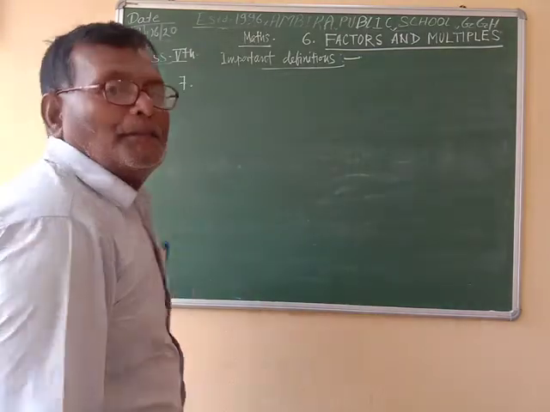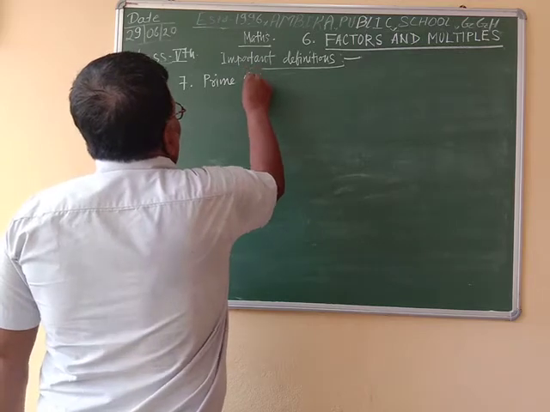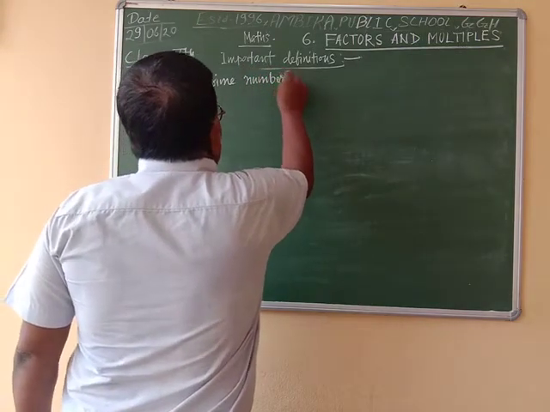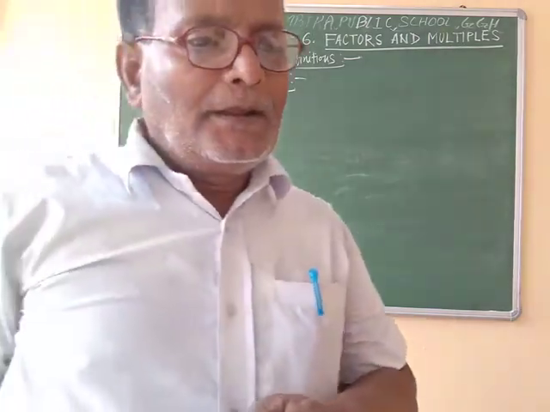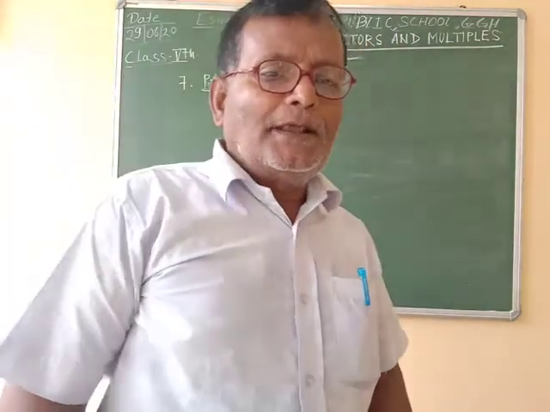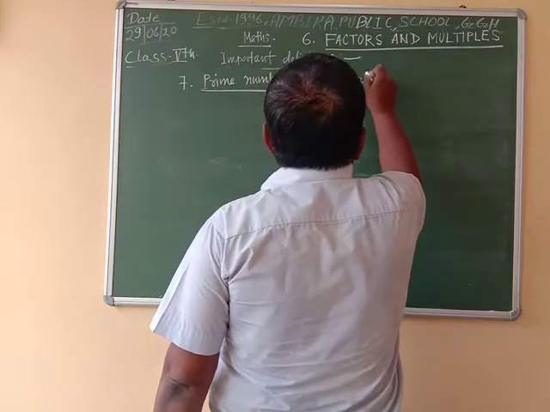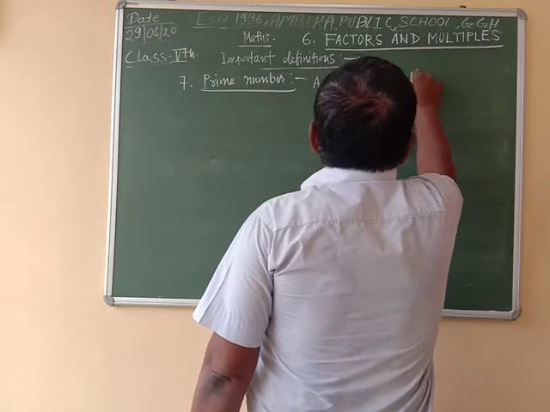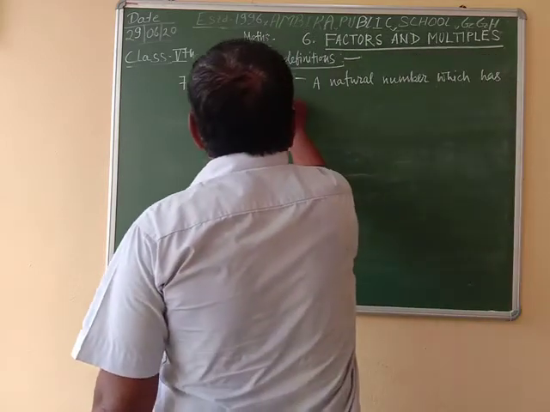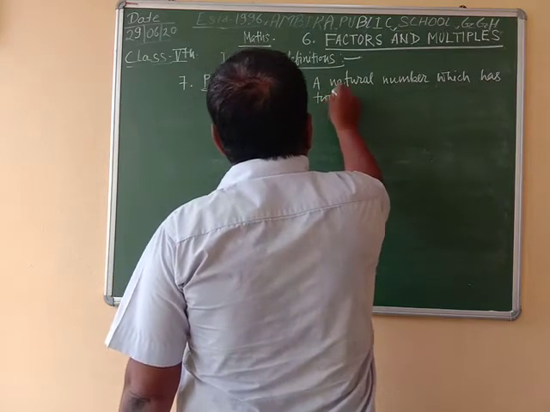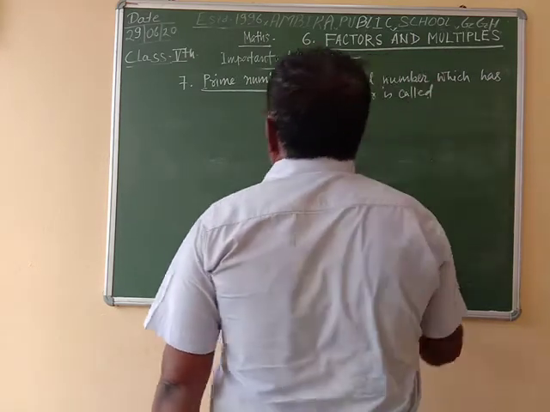The next definition is prime number. A natural number which has only two factors, one and the number itself, is called a prime number.